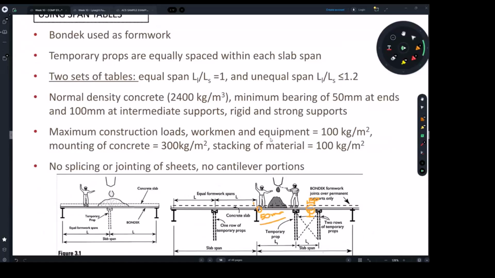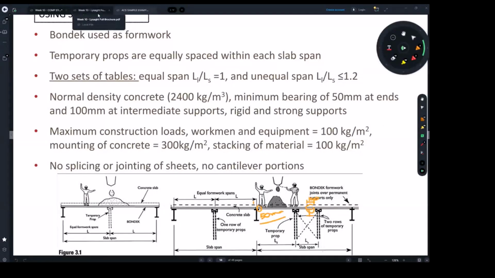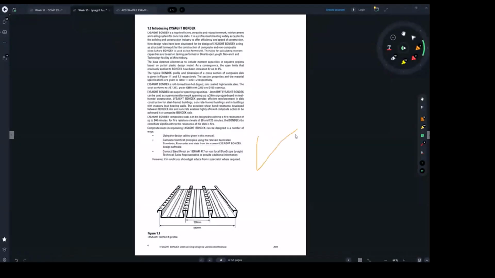Maximum construction loads: again, this all comes from the document, from the engineers who did this document. We're going to practice with this document during the workshop.